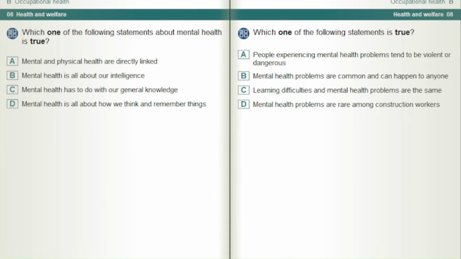Which one of the following statements about mental health is true? Mental and physical health are directly linked. Mental health is all about our intelligence. Mental health has to do with our general knowledge. Mental health is all about how we think and remember things.